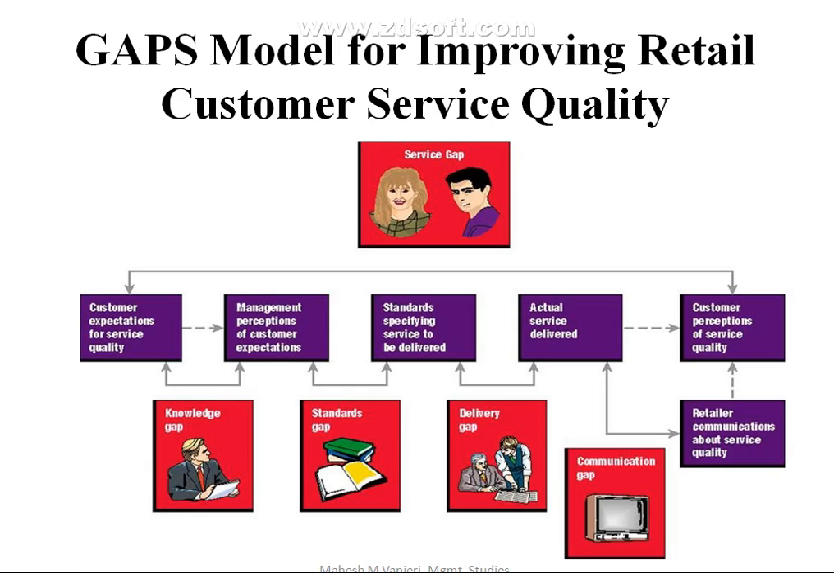That is the delivery gap. Then the fourth gap is the communication gap. It is the gap between the actual service delivered and the retailer's communications about the service quality. What is the promise in the advertisement, and what is actually delivered? We refer to that as the communication gap. We are going to learn each of these individual service gaps in detail, as well as the recommended strategies to help bridge the gap, so that customer service quality can improve.